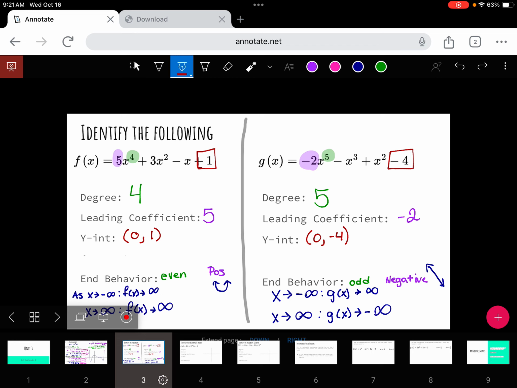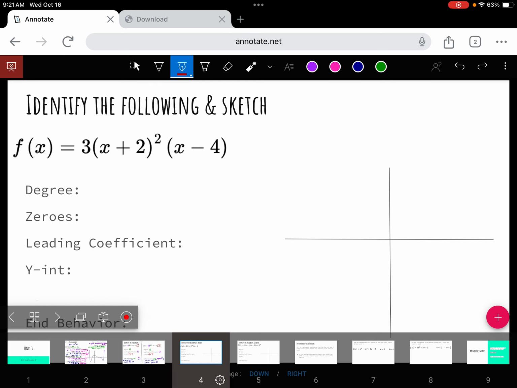Because this works all well and good when I give you something in standard form. What about if I give it to us in factored form? We're going to make ourselves a little bitty sketch to go with it, too. It's not a proper graph. We're going to sketch. So that's why I'm not going to pass out graphs. We're just going to sketch it. So I have 3 times quantity x plus 2 squared times x minus 4.